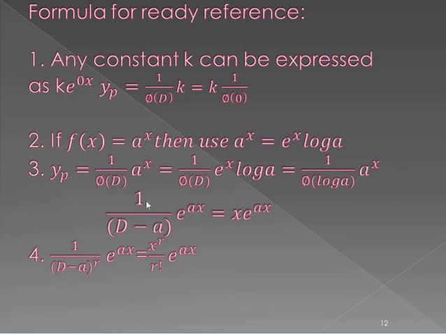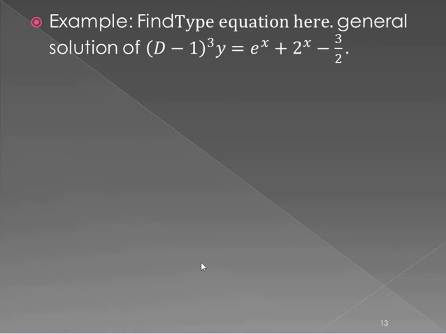And the next formula is 1 upon d minus a, e raised to ax, is equal to x times e raised to ax. And in general form, 1 upon d minus a raised to r, e raised to ax, is equal to x raised to r upon r factorial, e raised to ax. By using this formula, we have to solve this problem. Find the general solution of d minus 1 cube y is equal to e raised to x plus 2 raised to x minus 3 by 2.